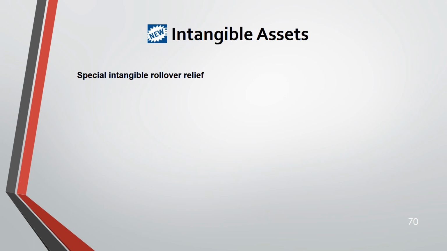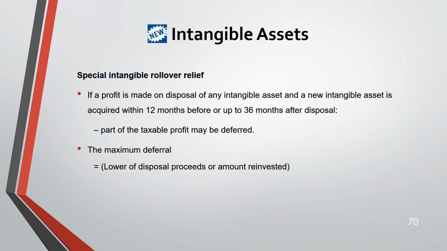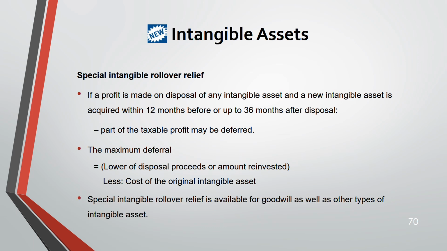Special intangible rollover relief. If a profit is made on disposal of any intangible asset and you are acquiring a new intangible asset within 12 months before or up to 36 months after the disposal, then you can defer the taxable profit. Part of it could be deferred, just like rollover relief. The maximum deferrable is the lower of disposal proceeds or amount reinvested, less the cost of the original intangible asset. Special intangible rollover relief is available for goodwill as well as other types of intangible assets. So this intangible rollover relief is available for both goodwill and other intangible assets.